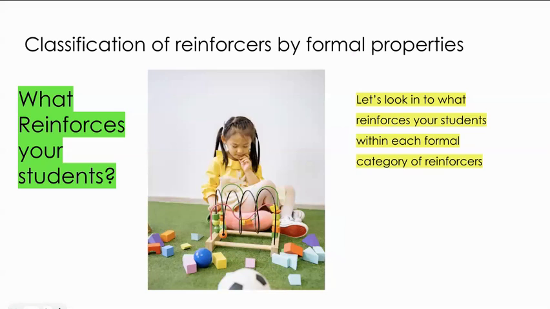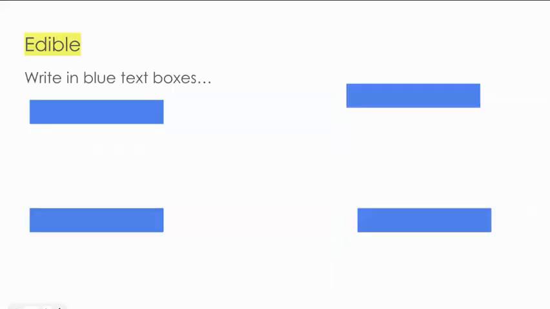If you have access to the printout or the slide deck, I'd like you to take a minute and fill out some ideas of what your students or clients might like as far as edible reinforcers. You can write or type into these blue text boxes. Edible reinforcers might be something like crackers or Skittles, for example.